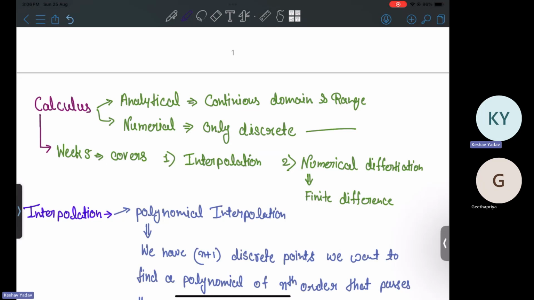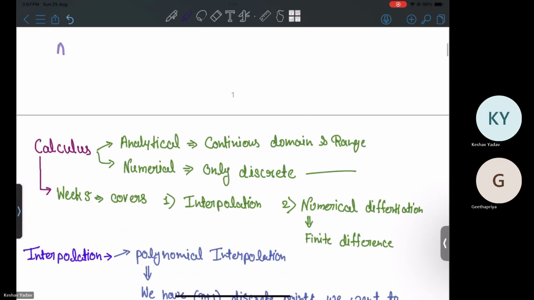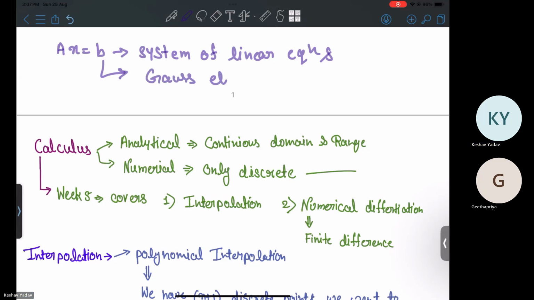Okay, so in this week, we will cover the calculus part. Last week, we have completed the linear algebra part. In the linear algebra part, we have seen how to solve the equation AX equal to B type of problem, which is a system of linear equations. There we have seen the Gauss elimination method. Then we have seen the LU decomposition method.